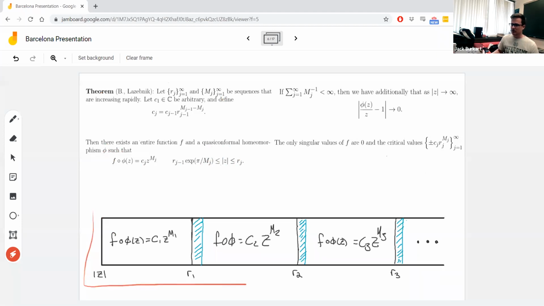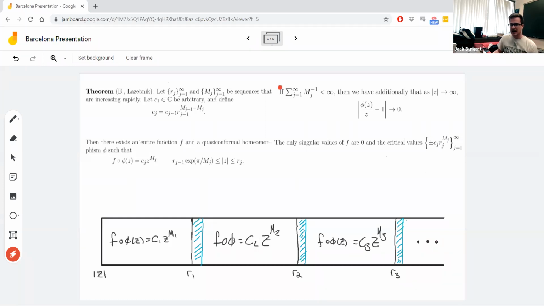So I'm going to be using pictures like this to illustrate the main point on the bottom. But really what's going on is that near the origin, we have f composed with phi equal to some initial monomial that we're starting off with. Once we hit R_1, our first specified radius, we do our interpolation procedure, which I'll describe next. And then we're able to switch to the next model function: f composed with phi is C_2 z^{M_2}. We get to R_2, we interpolate, and now we increase in power again. And we keep on playing this game over and over.